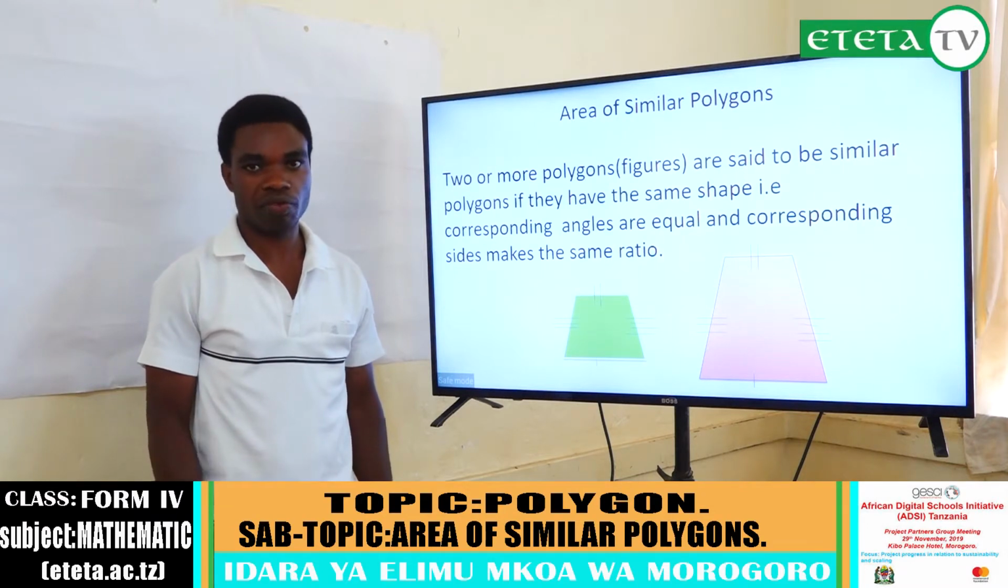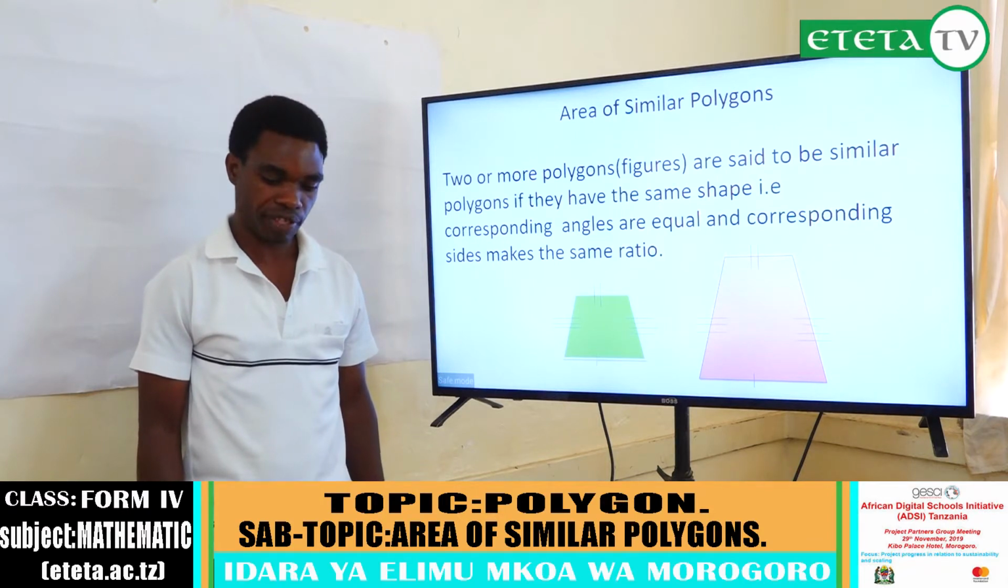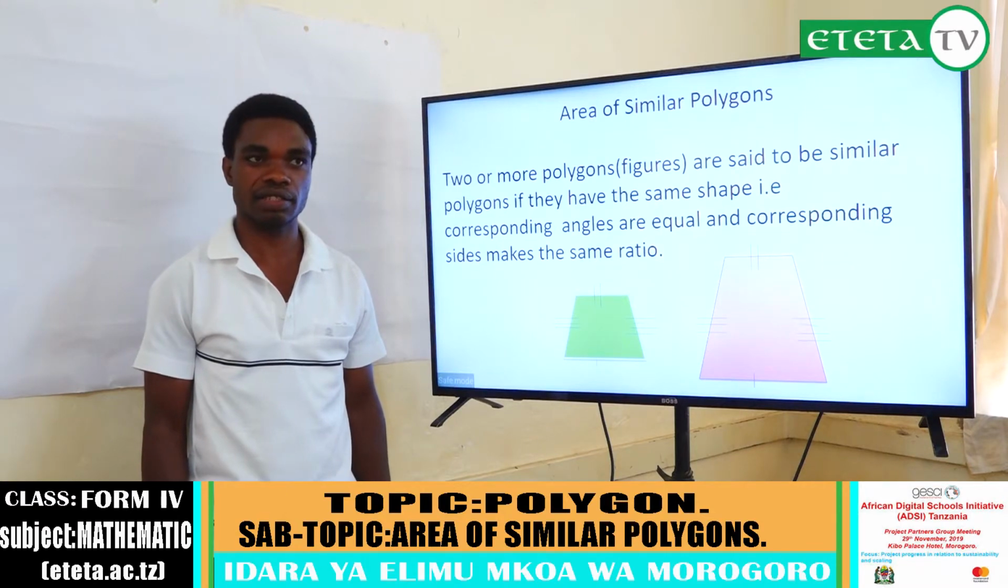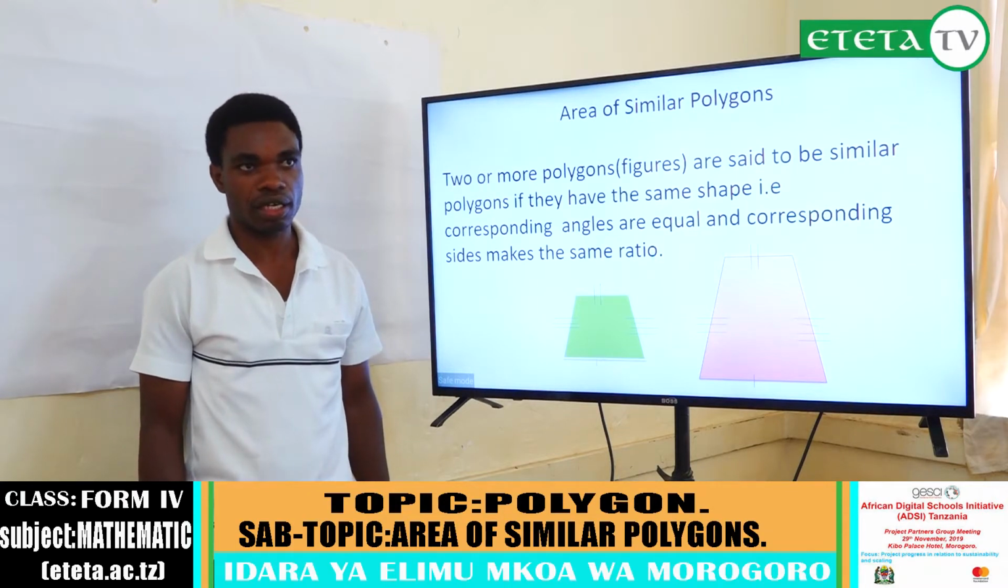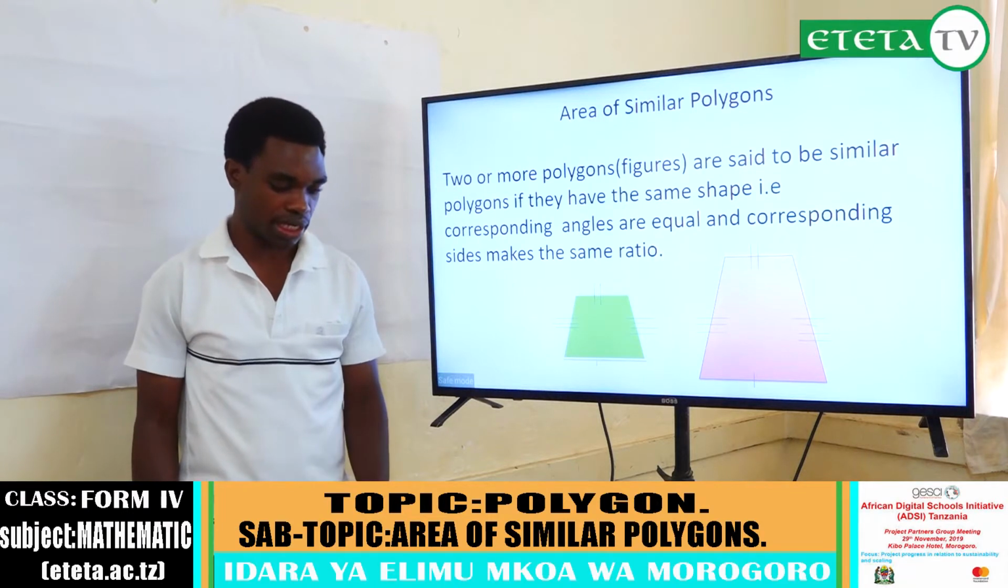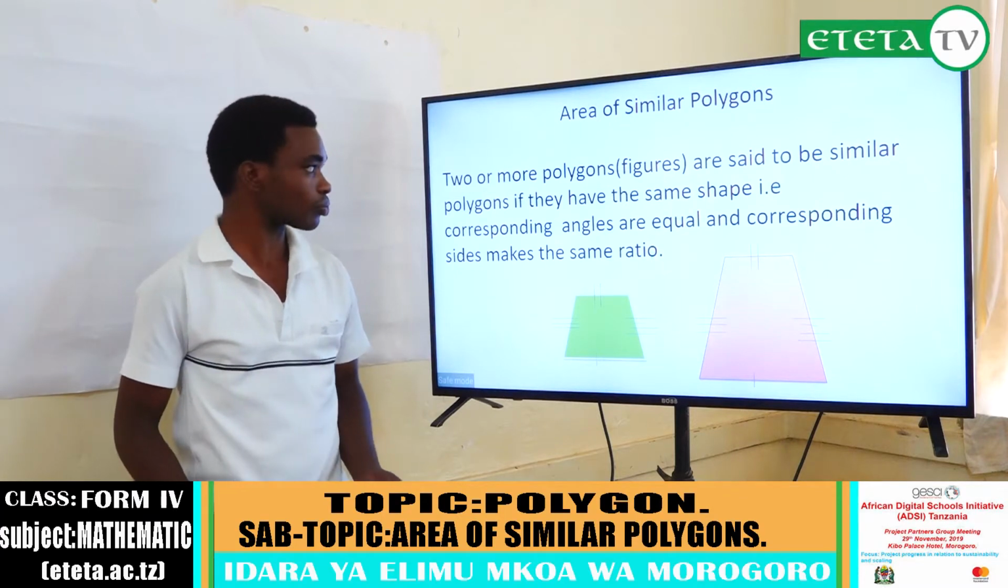Last time we were discussing area and perimeter, particularly the area of quadrilaterals. The lesson of today is about the same topic, but today we are going to discuss the area of similar polygons. We are going to discuss in detail how the ratio of the areas of similar polygons is. Welcome so much to my lesson.